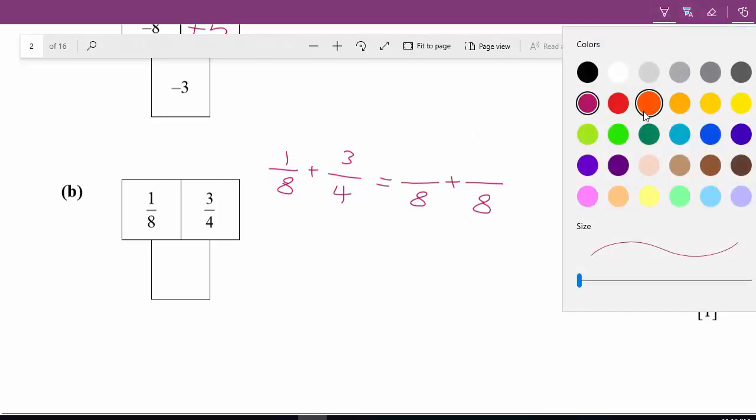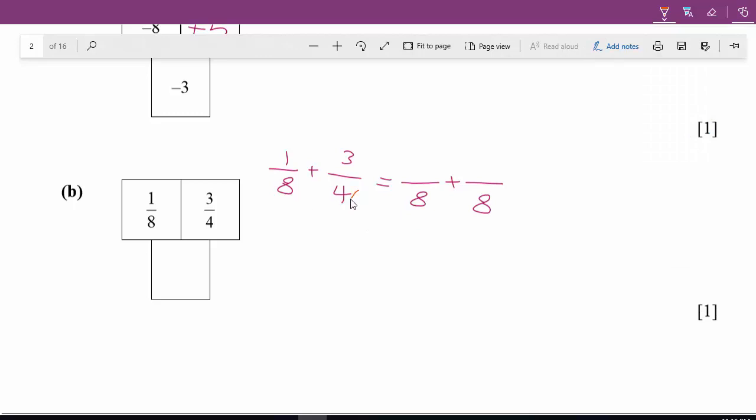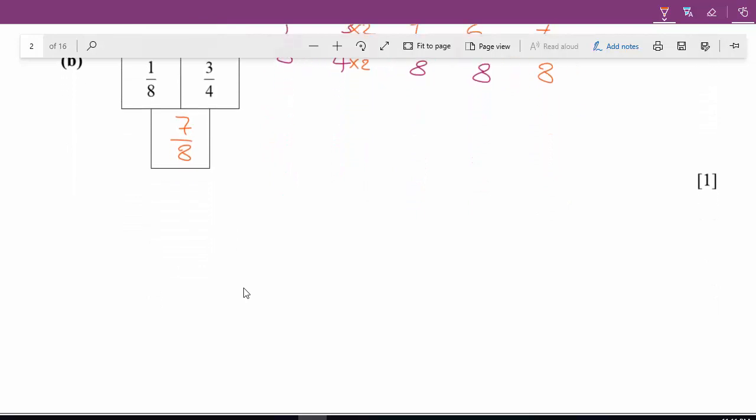And for this one, think how 4 becomes 8: times 2. Then 4 times 2 is 8, and 3 times 2 is 6. This number is just 1 because we don't need to make any change for this fraction. Now, since we have the same denominator, simply add the numbers on the top. 7 over 8 is the answer in the allocated place.